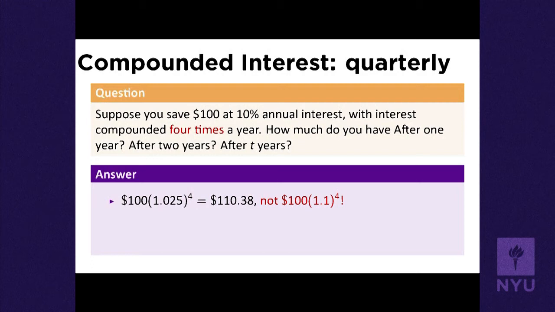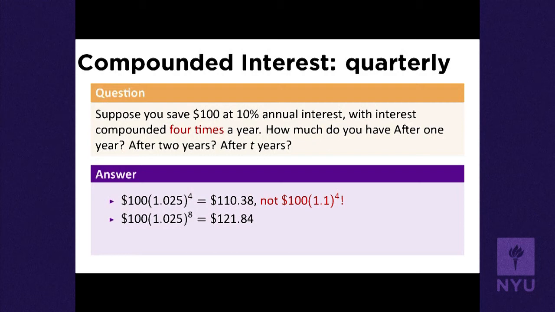Okay, after 2 years, how much would we have? You don't have to tell me this number. You can tell me this number. 1.025 to the 8th power, that's right. Okay, if you plug that in, you get $121.84.